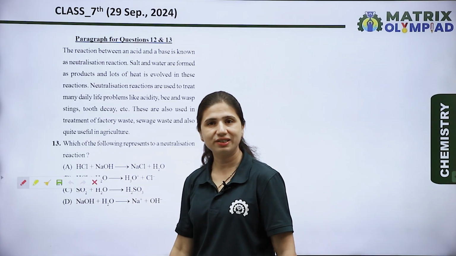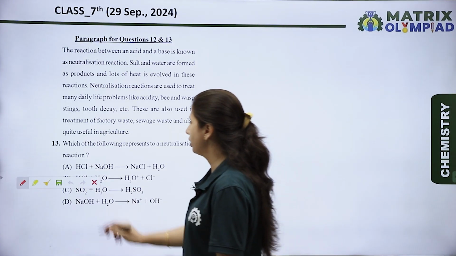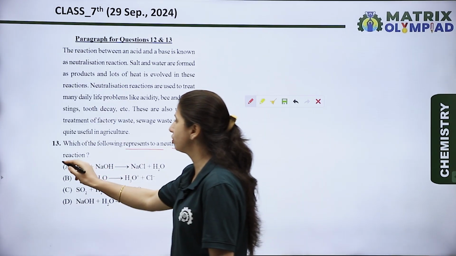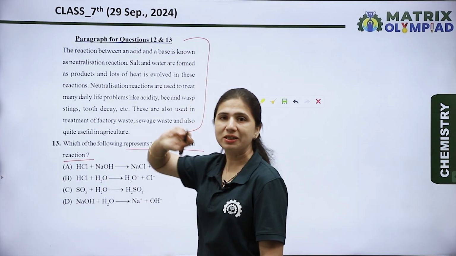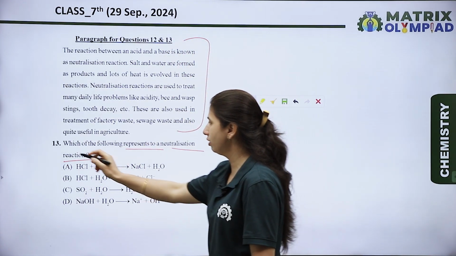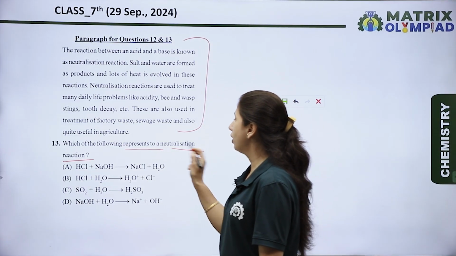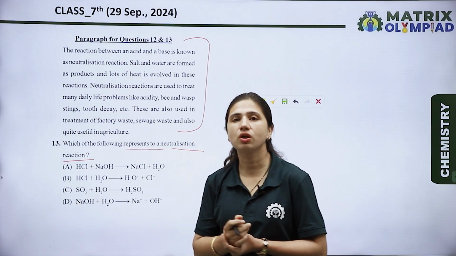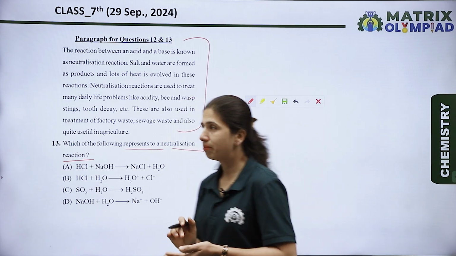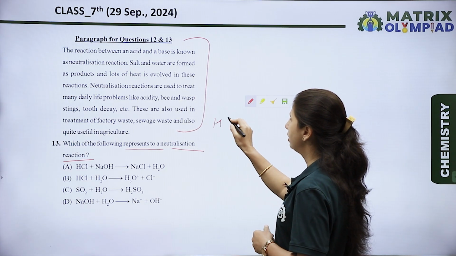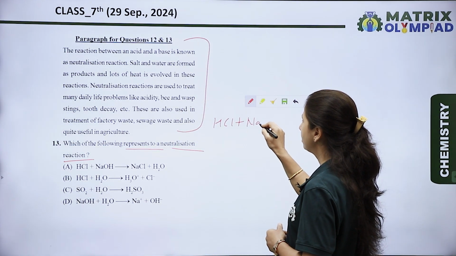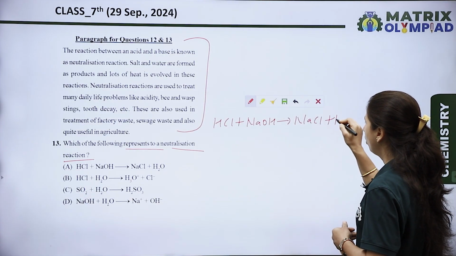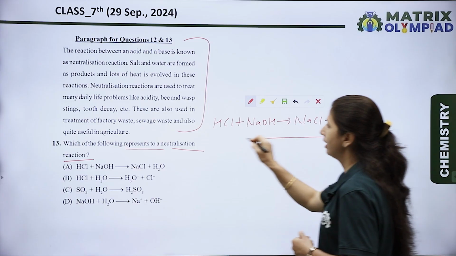Okay, now let's see the next question. Which of the following represents a neutralization reaction? The passage is the same. We know that a neutralization reaction is a combination of acid and base. Basically, when any acid reacts with any base, it produces a salt like NaCl and water. This is a neutralization reaction.